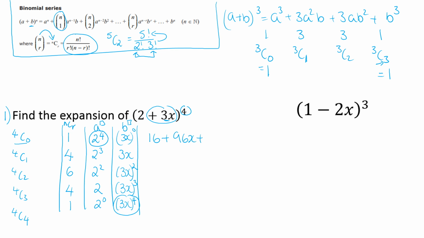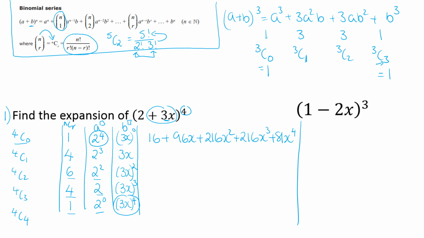And then we've got 6 times 2 squared times 3x all squared. So that will give us a 9 there. And that gives you 216x squared. And then the 4 times the 2, which is 8. 3 cubed is 27. 27 times 8, 216x cubed. And then the last term, 3x all to the 4. We've got a 1 and a 1 again, so that's just going to give us 81x to the 4.